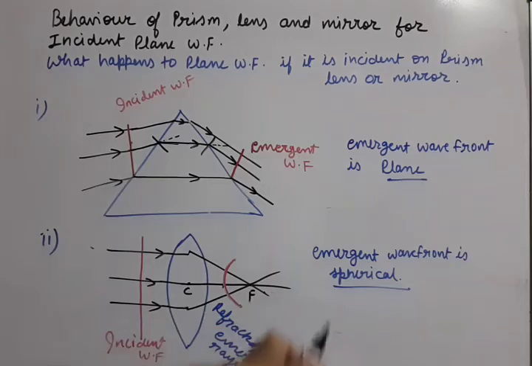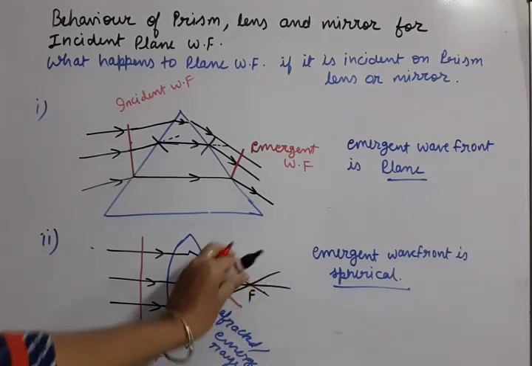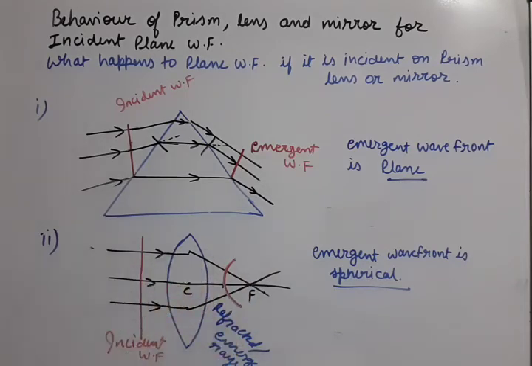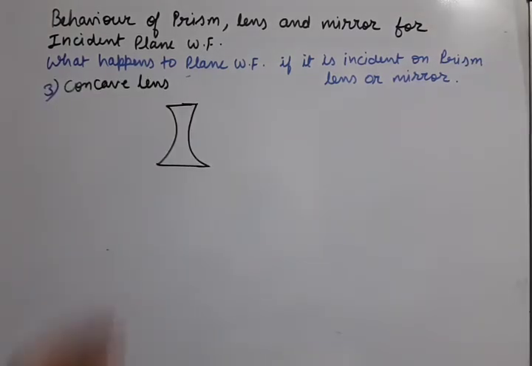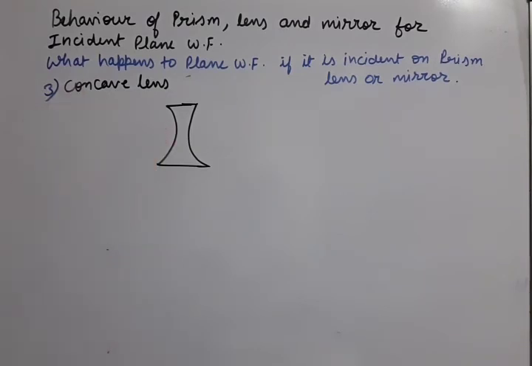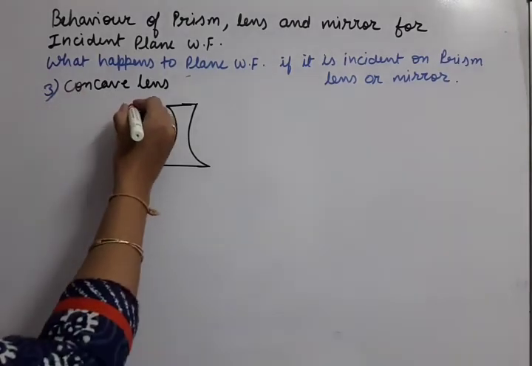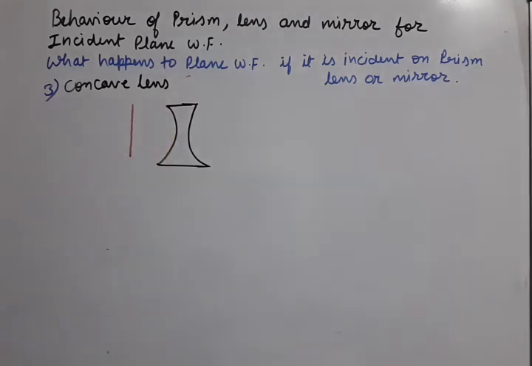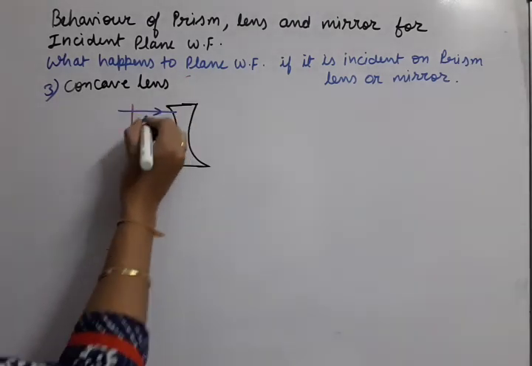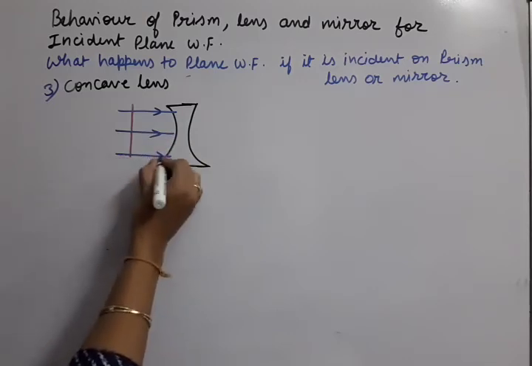Wave front is spherical now. This is our emergent wave front, this red color one. Now we will try it for concave lens and other 2 mirrors. In the next sheet, draw this diagram. For concave lens, what will be the behavior of concave lens for the plane wave front, incident plane wave front? This is our incident plane wave front. Second step are rays, first ray, second ray and third ray.